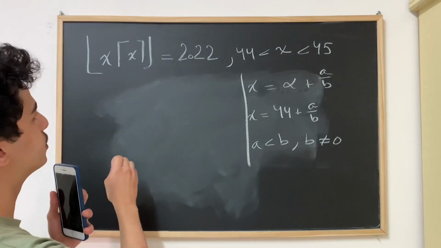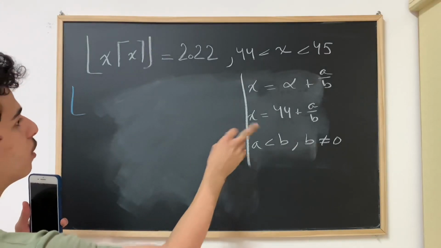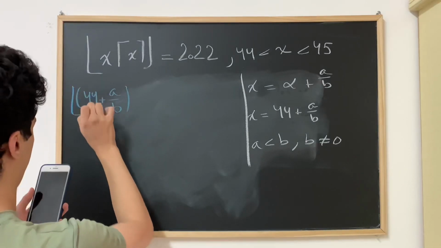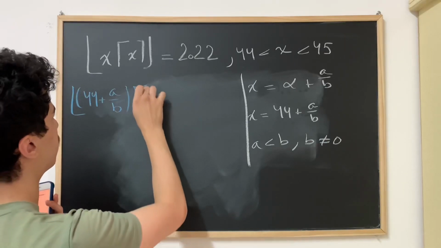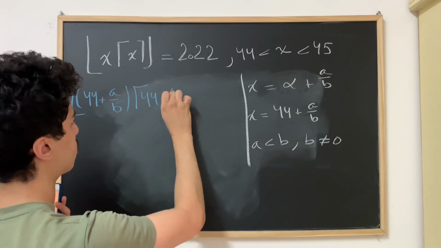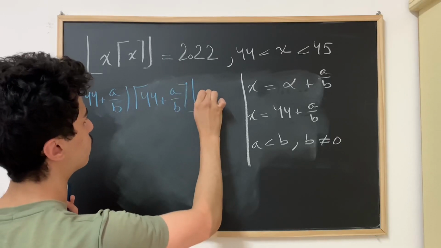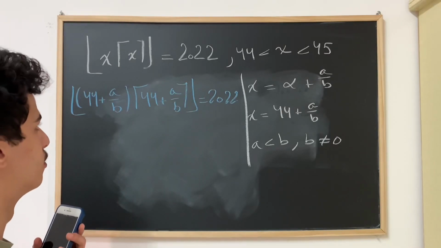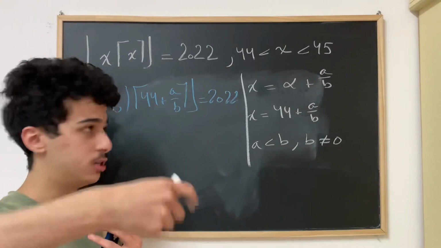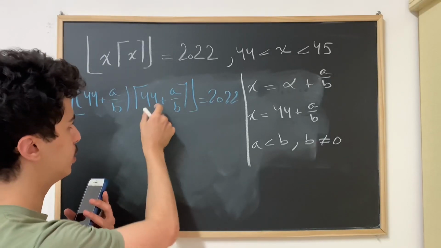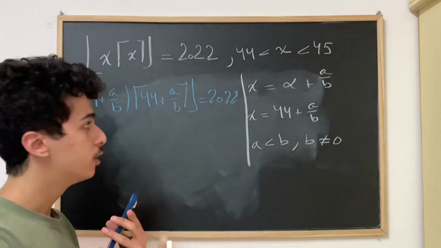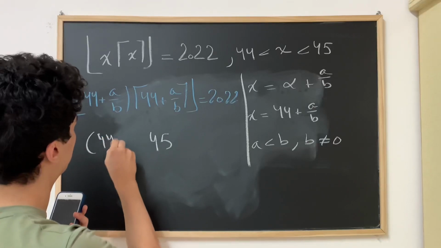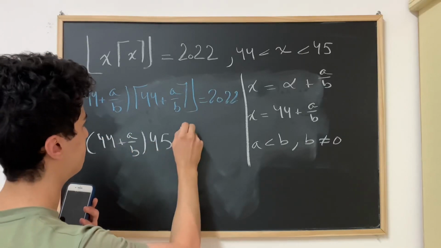So I'll rewrite this equation right here. The floor of 44 plus a over b, times the ceiling of 44 plus a over b. Well, here we have the ceiling of 44 plus a over b. The ceiling increments our number, meaning it will be 45. So we can rewrite it as 45 multiplied by 44 plus a over b.